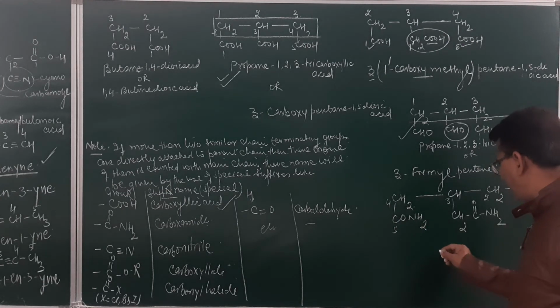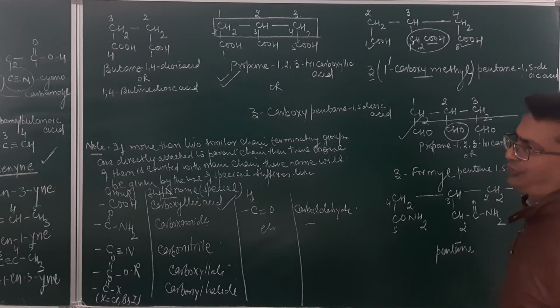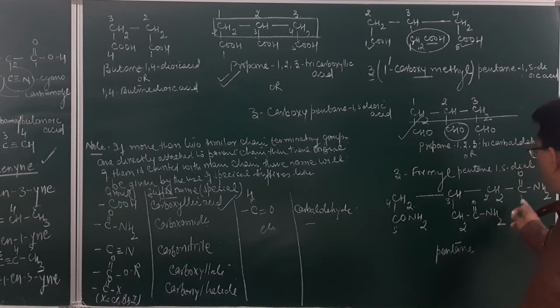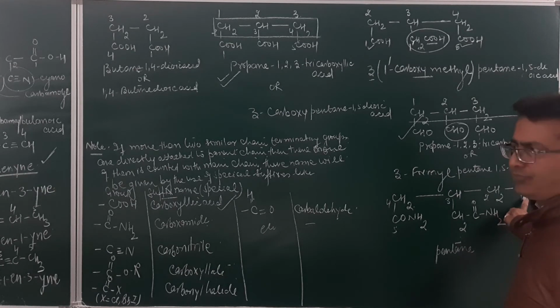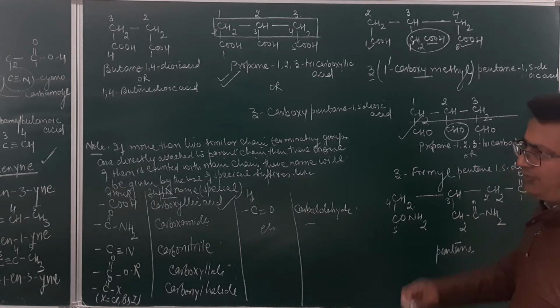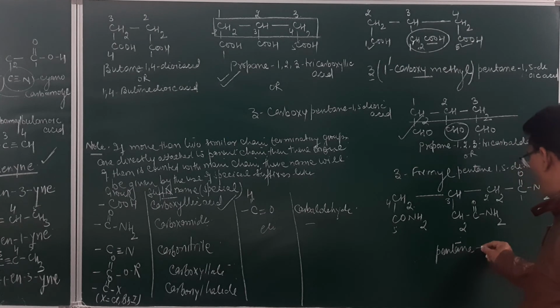For 5 carbon atoms, what is the root word? This will be pent, ane. What is the suffix for CONH2? This CONH2 group is amide. Just see the second last one, or the first one. So pentane 1,5-diamide.